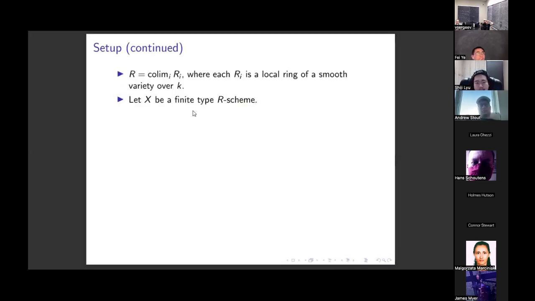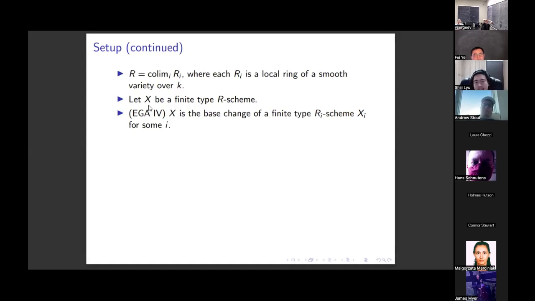Let's say you have a finite type R-scheme, let's denote it by X, and you want to approximate it. So classical work in the EGA tells us that X is the base change of a finite type Ri-scheme for some i. So you can sort of descend X onto some of these Ri. And Xi is not exactly an algebraic variety because Ri is local, but it's sort of a germ of an algebraic variety.